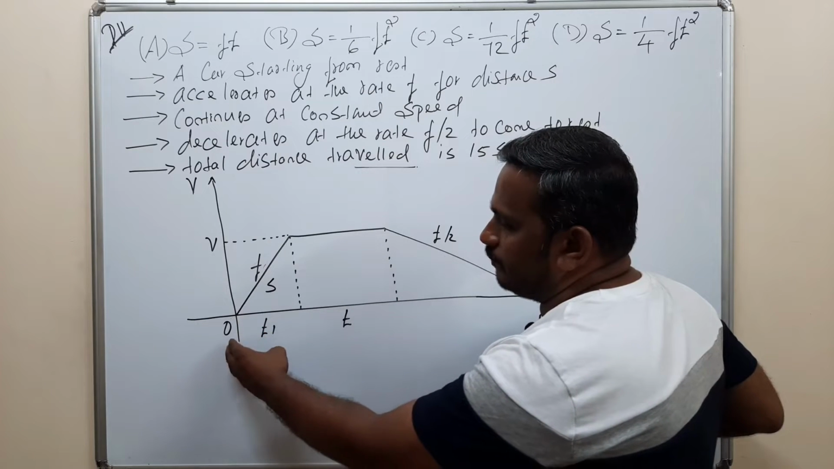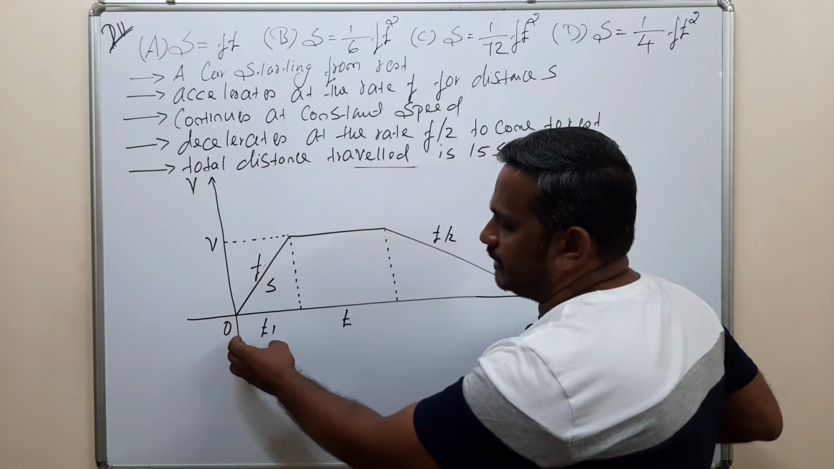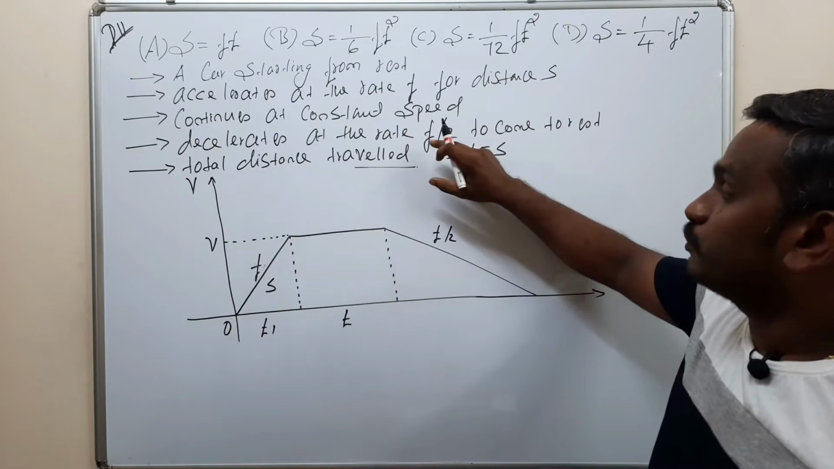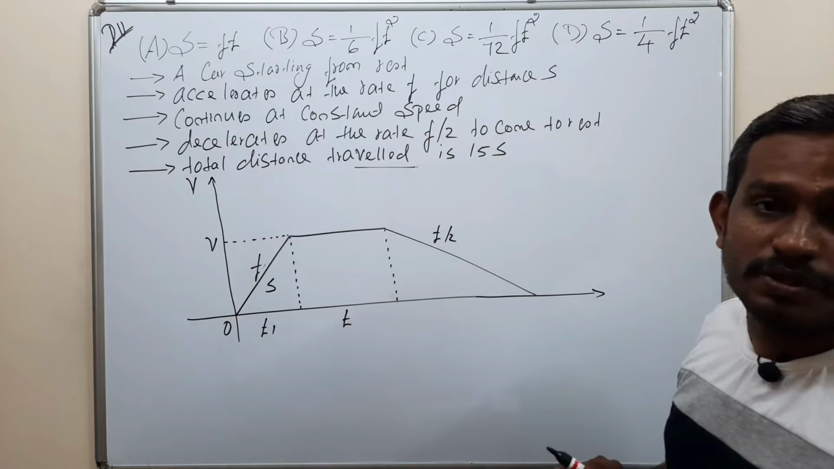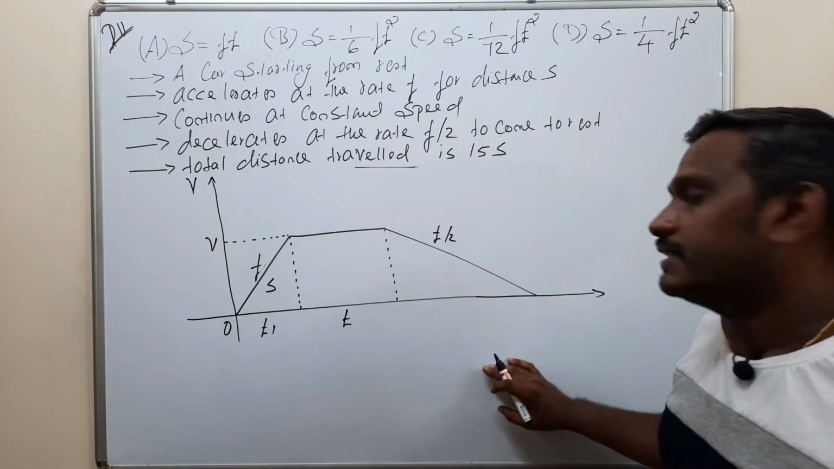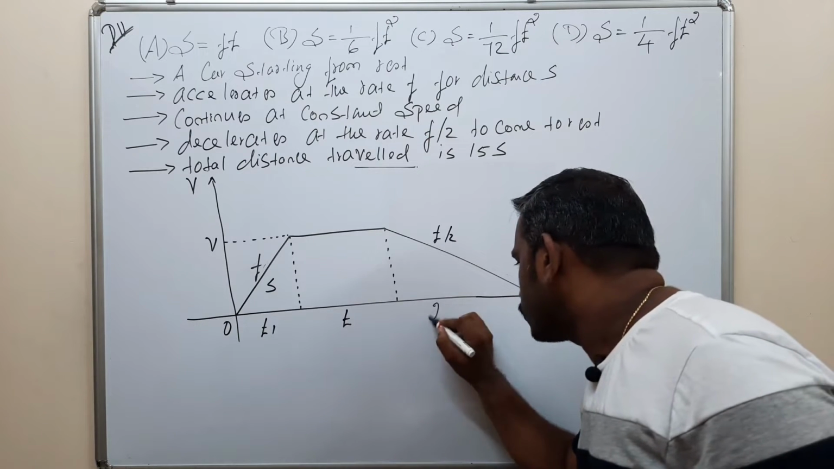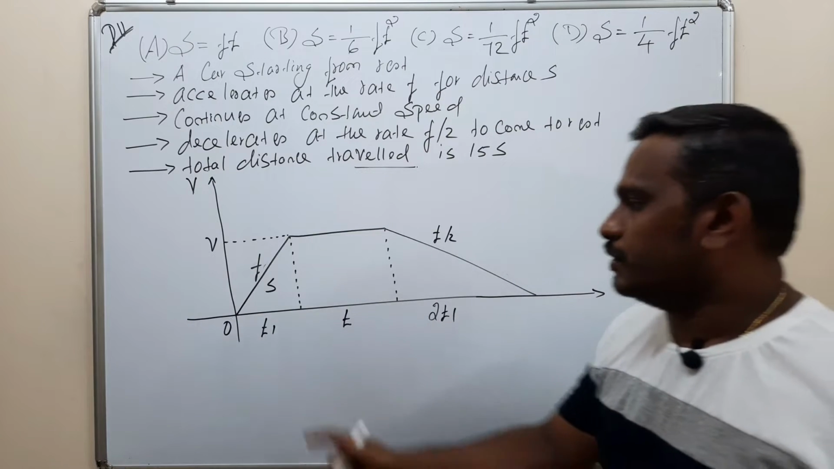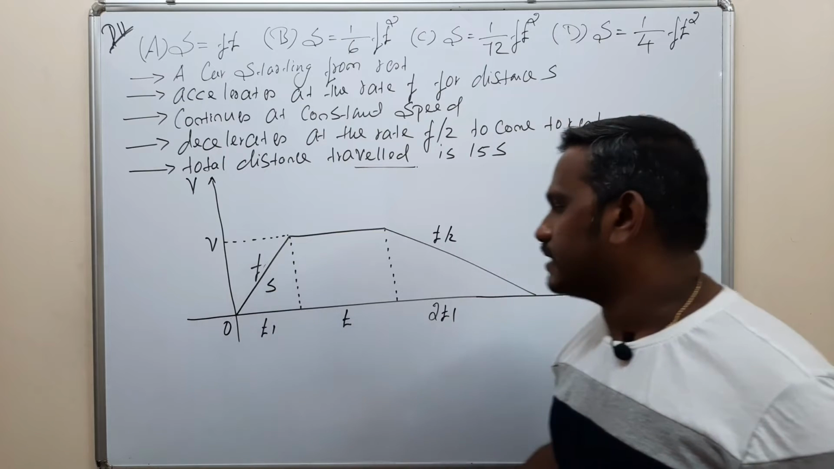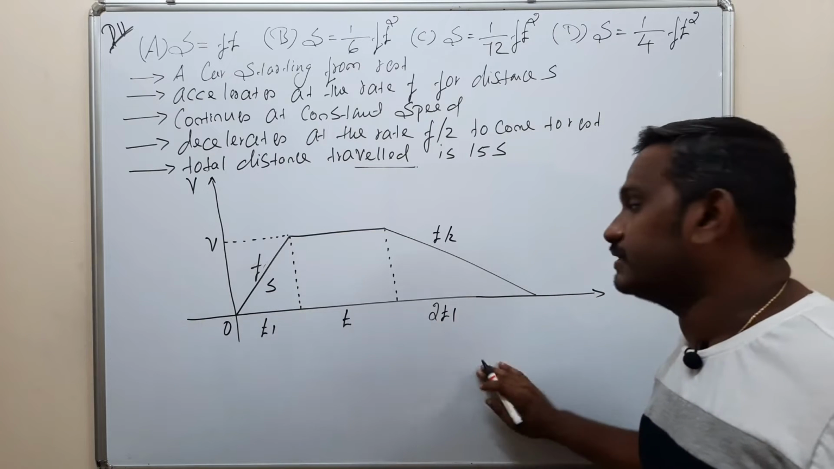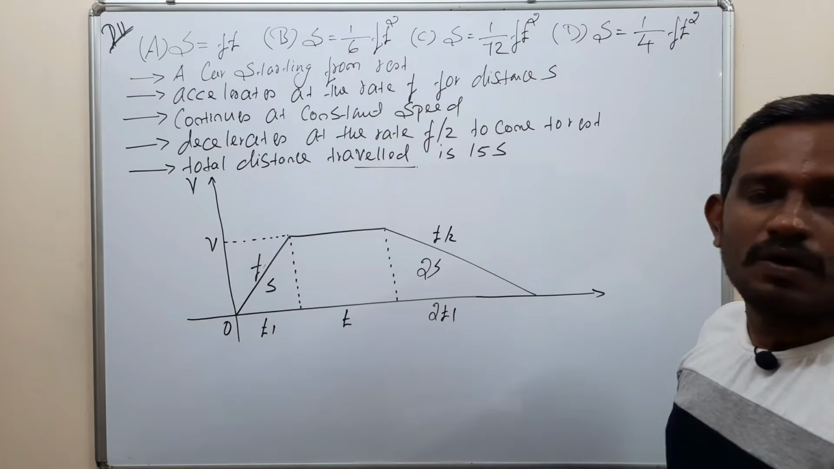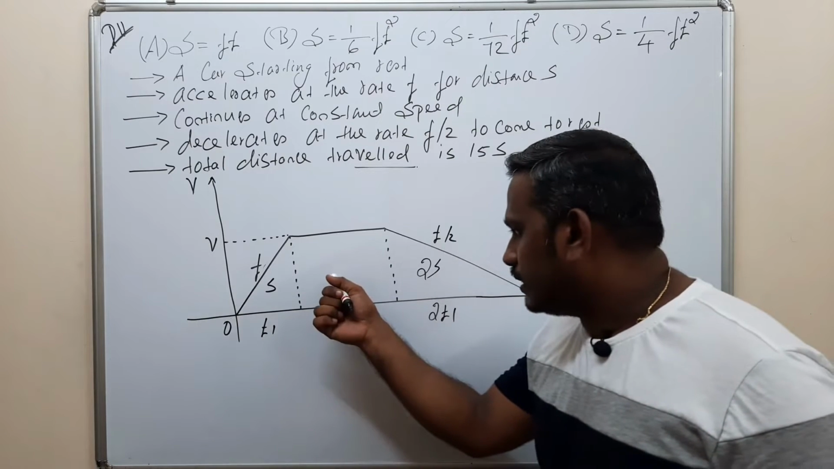For the initial first part of the journey, the car has taken the time t1. Then it moves with the deceleration f by 2. So how much time has the car taken? That is the time 2 t1. In time t1 it moved the distance s, so in time 2 t1, how much distance will it travel? That is 2s.